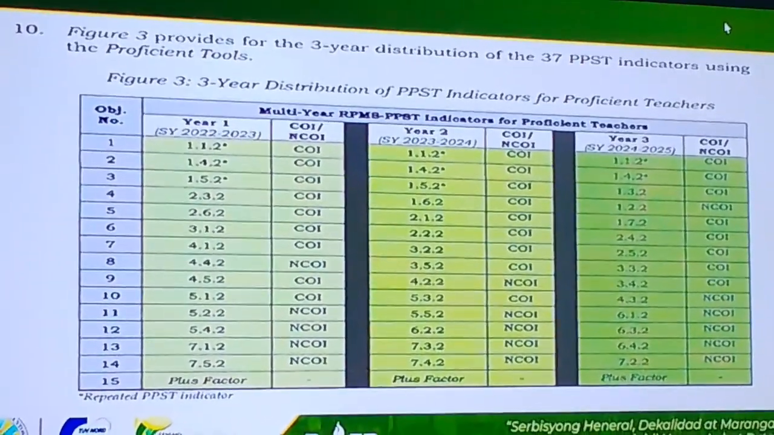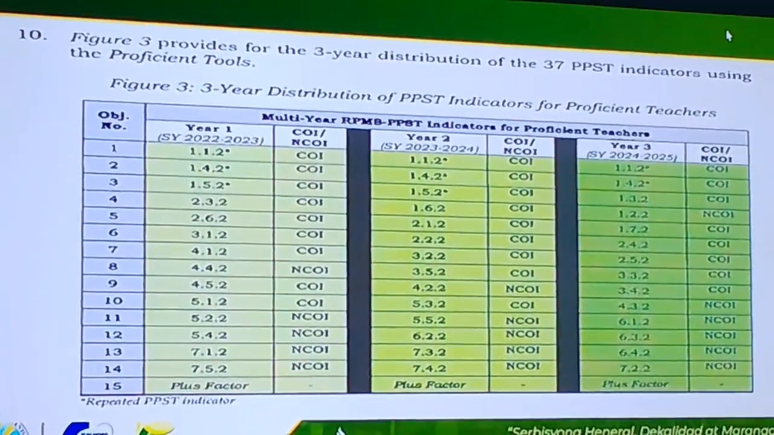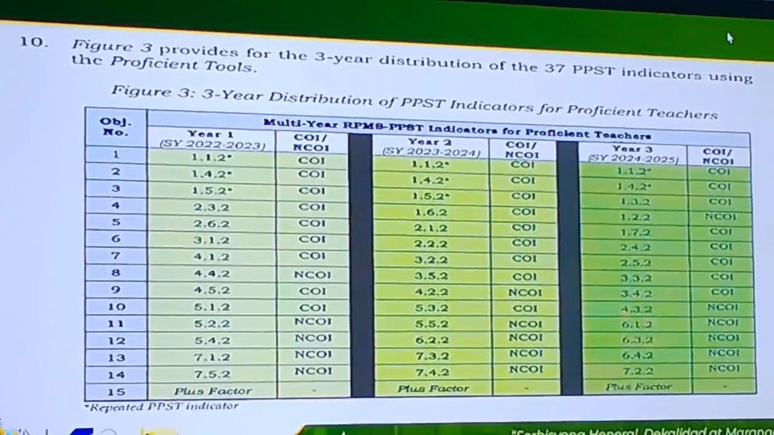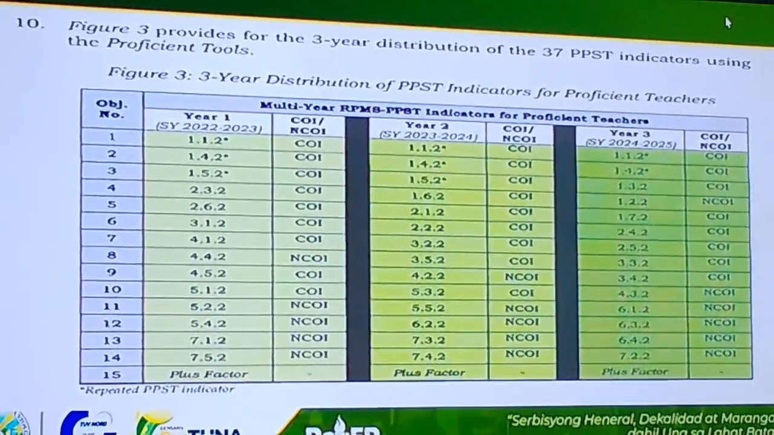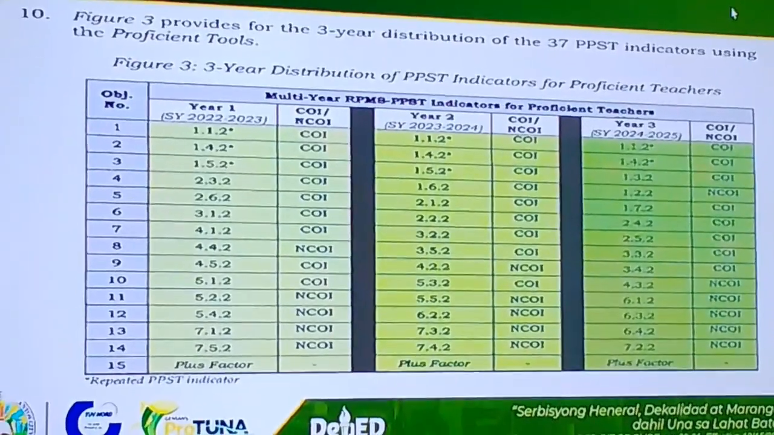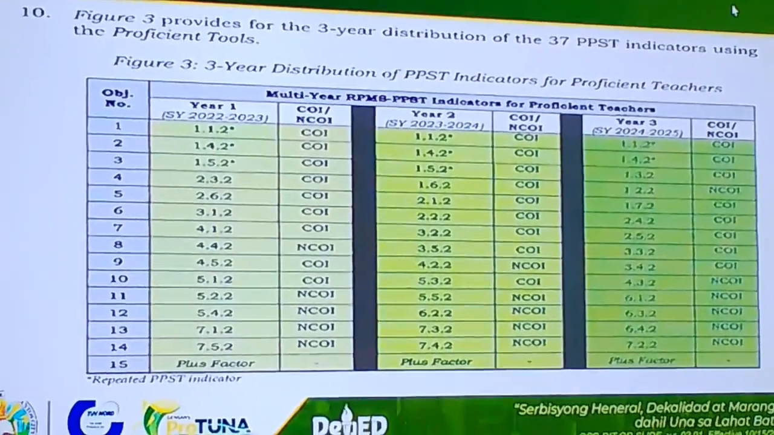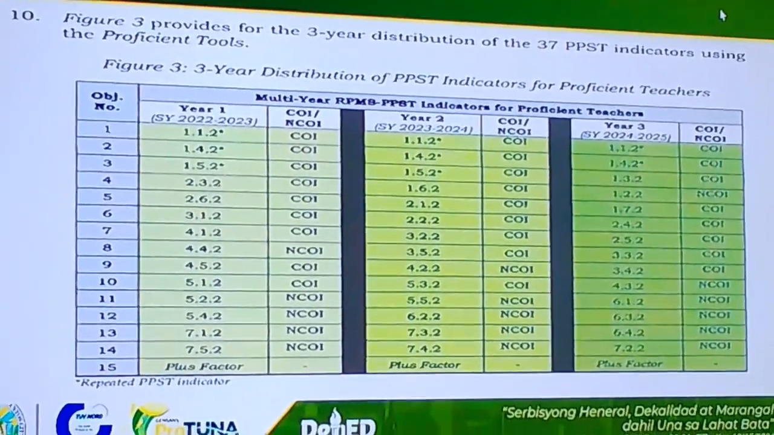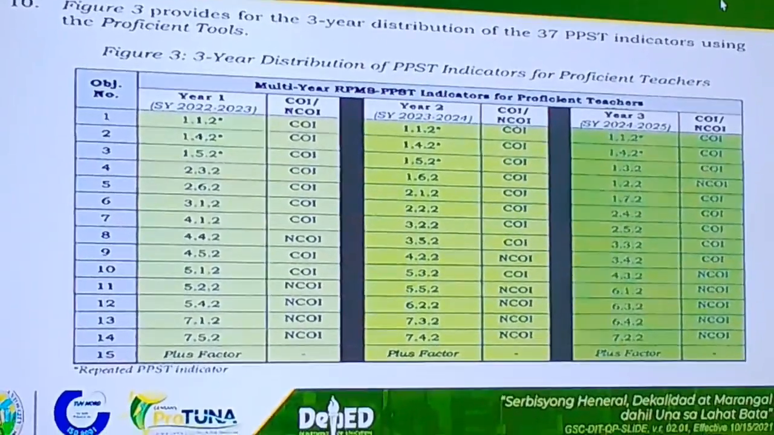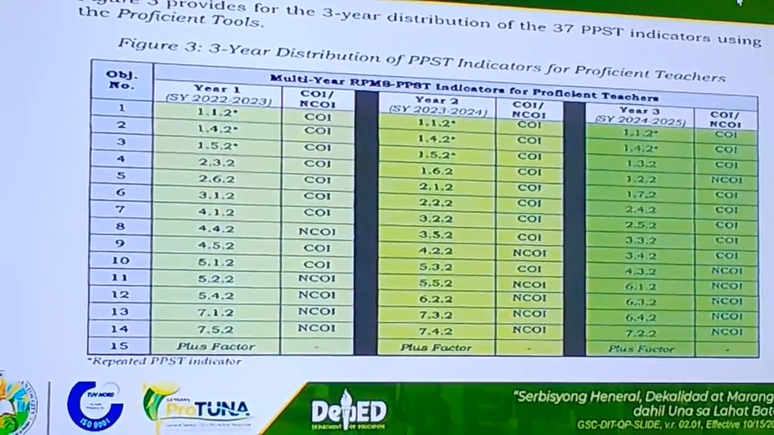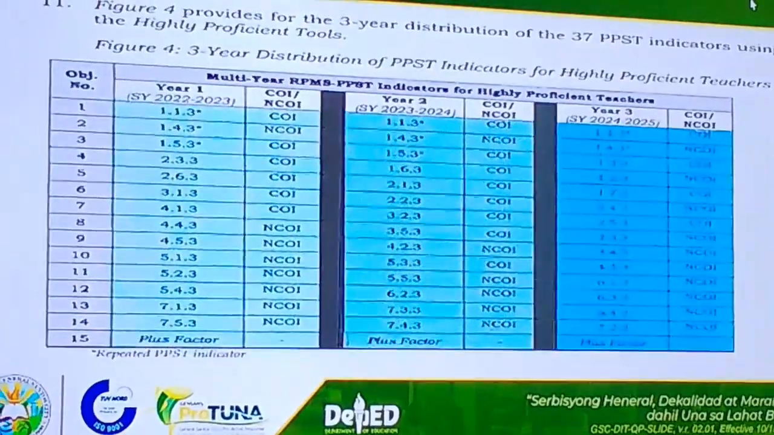For year 2, we only have 2, 4, 5. We still have 5 NCOIs and 9 COIs. But for year 3, we will be only having 8 COIs and the rest NCOIs. I believe that's very clear.